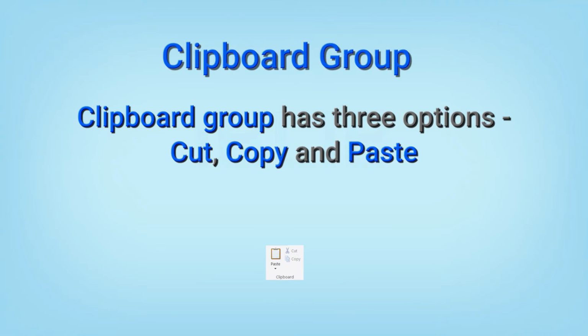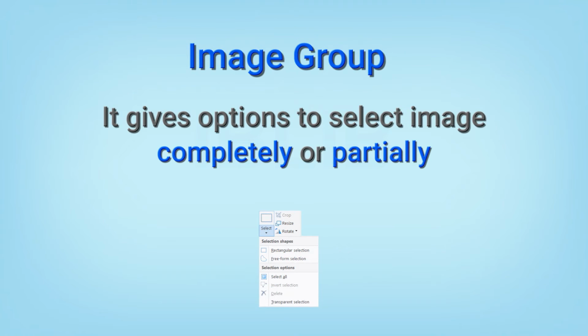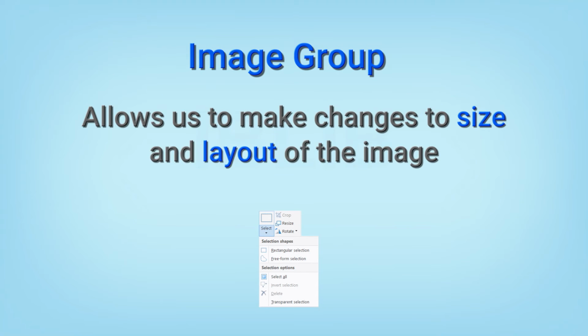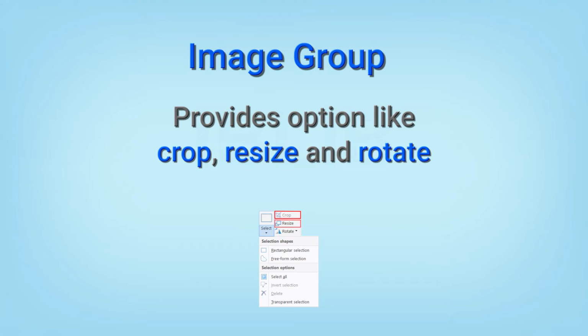Clipboard. Clipboard Group offers 3 options, that is cut, copy, and paste. Image Group. Image Group offers you various options to select your image. It also provides options such as crop, resize, and rotate.